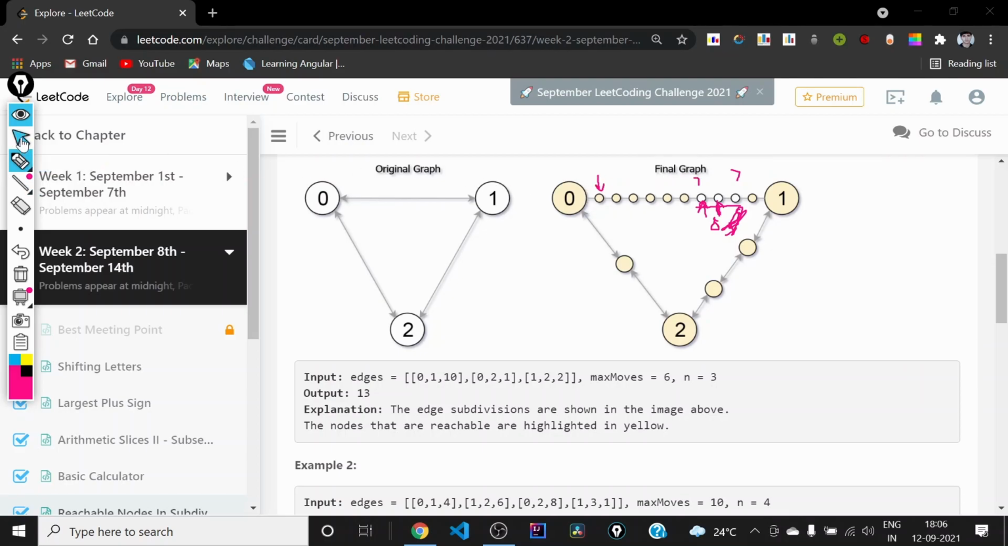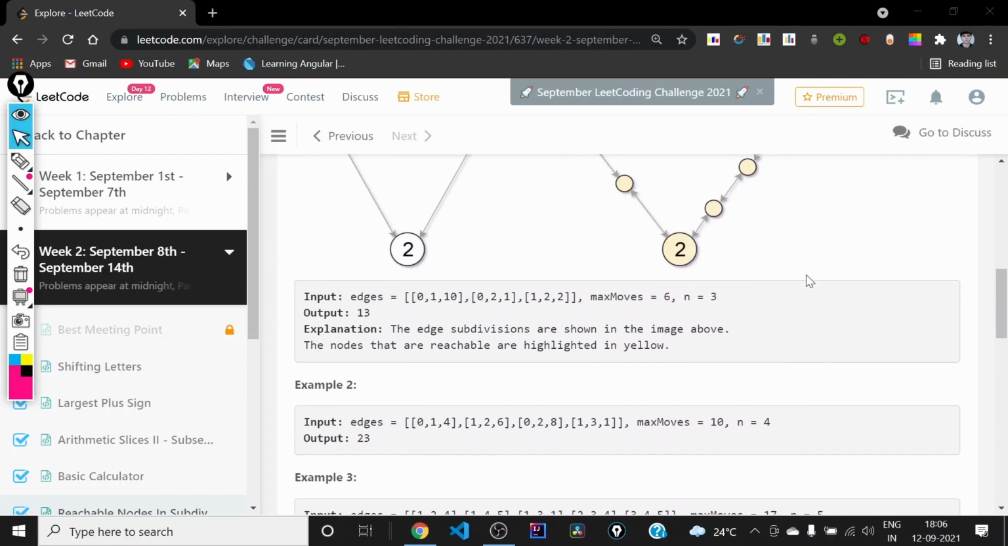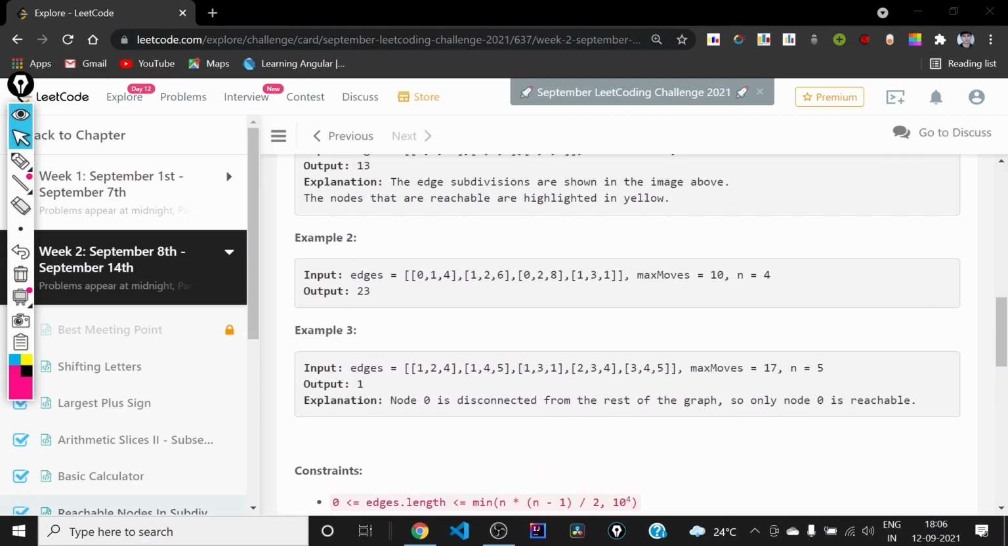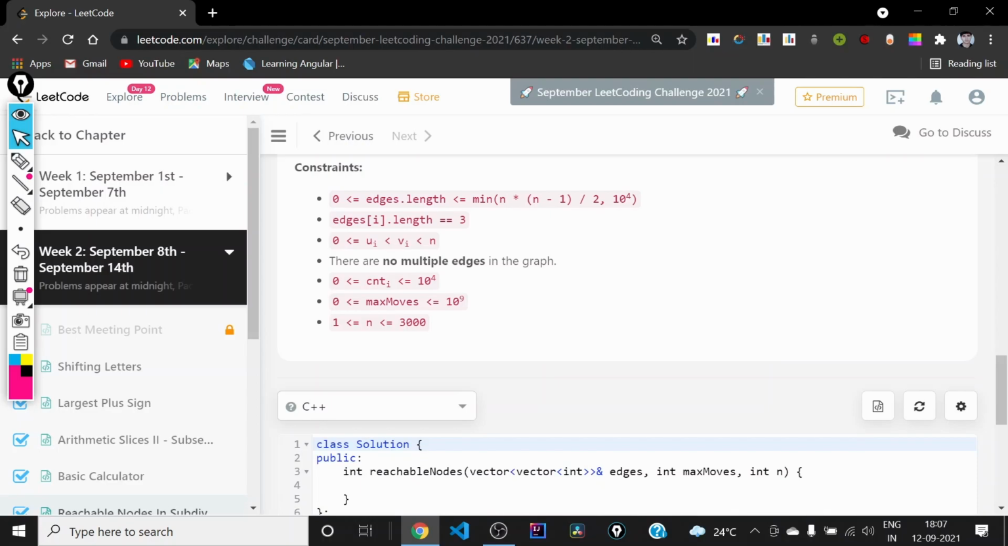So after seeing the example, we can kind of get an idea how to solve this problem. There are 2 more examples, and those are similar. In this last example, the node 0 is disconnected from the rest of the graph, so only this node is reachable. So the answer is 1. And here is a general example, so we can take a look at the constraints. The number of edges ranges from 0 to 10 to the power 4, and each edge is basically a collection of 3 integers.